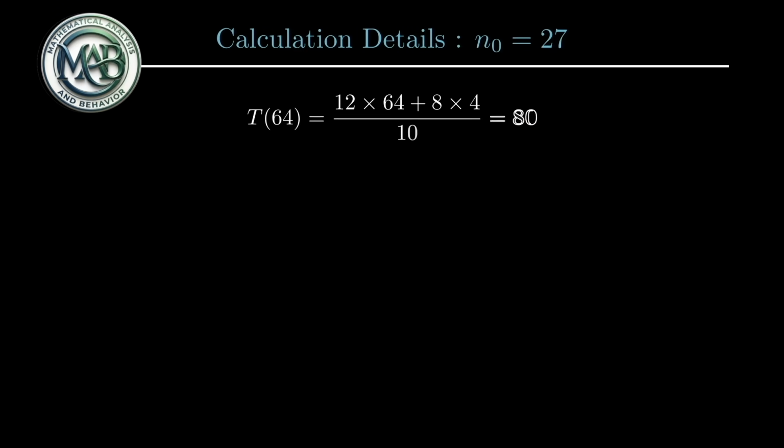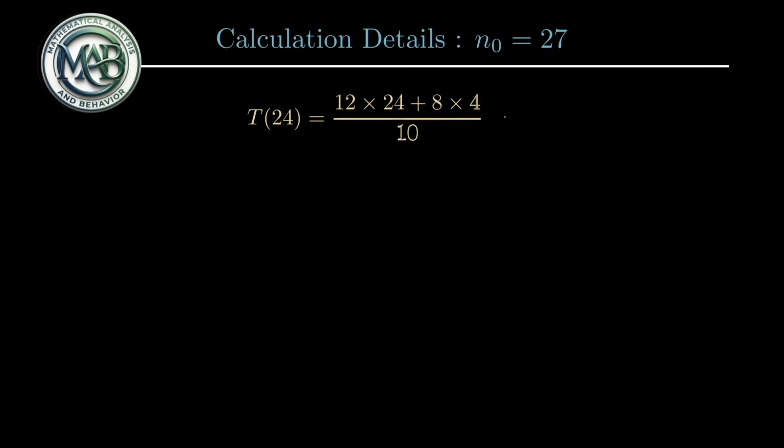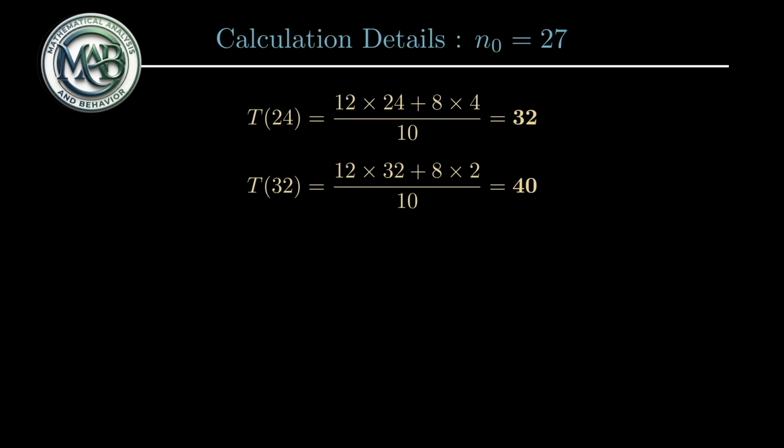64 times 12 plus 8 times 4 divided by 10 gives us 80. 80 ends in 0. So, we divide by 10 and we get 8. 8 times 12 plus 8 times 8 divided by 10 is 16. 16 leads to 24. 24 leads to 32. 32 leads to 40. And 40 divided by 10, so the trajectory reaches 4.